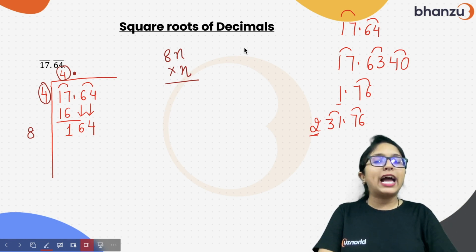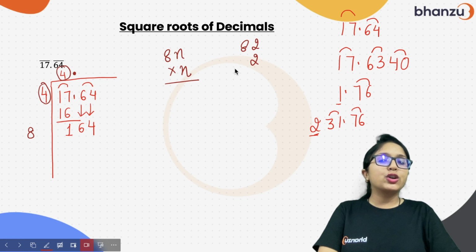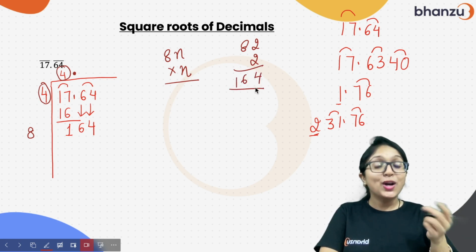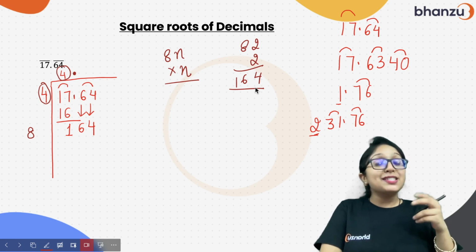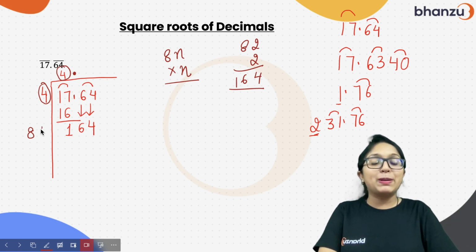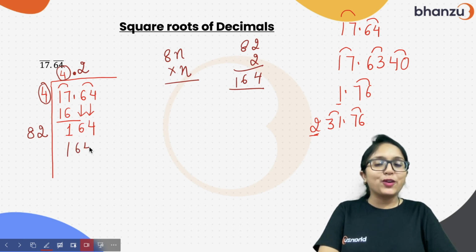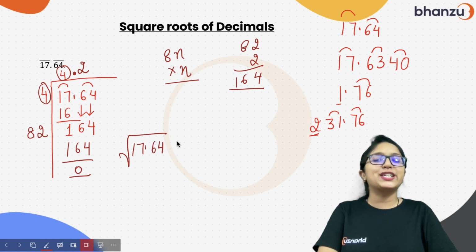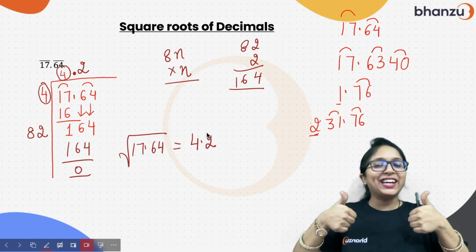So now first of all I will try with 2. Okay, so 2 times 2 is 4, 2 times 8 is 16, so I got 164. This is great. That means this number is going to be a perfect square. So let me put 2 over here, 2 over here, and then 164 over here, and remainder is going to be 0. So I can say that the square root of 17.64 is 4.2. Is the question clear now?